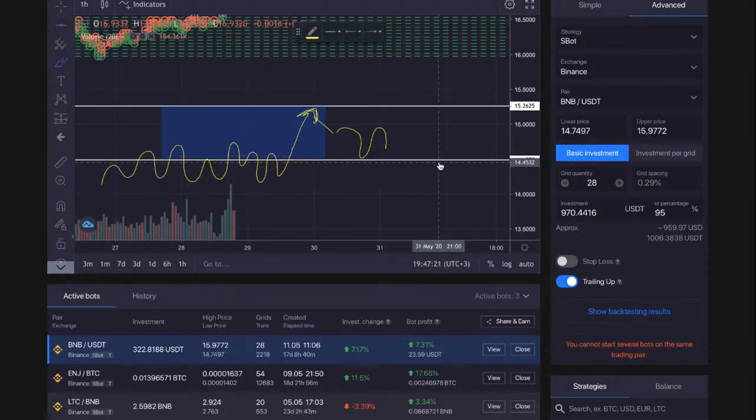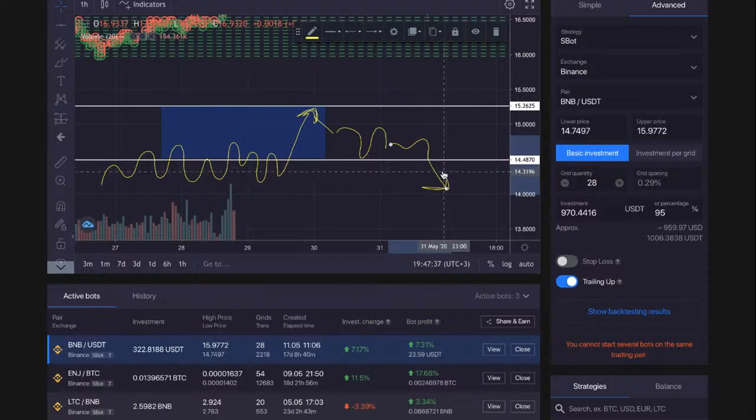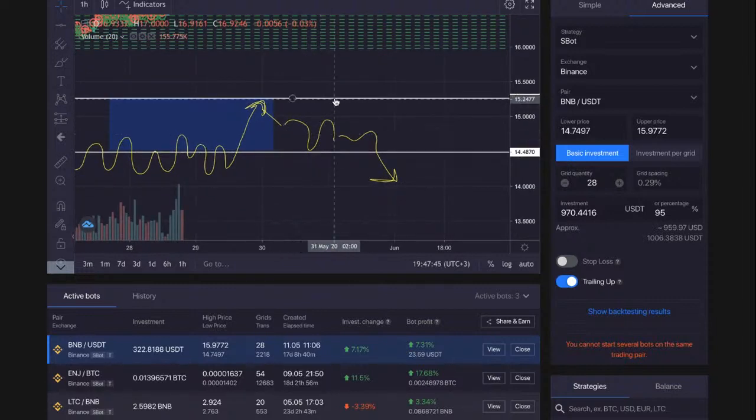But what happens if the price eventually breaks the support level? It breaks the lower limit price right here. In this case, my trading range won't be following the price depreciation, so it's gonna stay exactly where it stays right now. So this is the mechanism to protect you from the further downside.